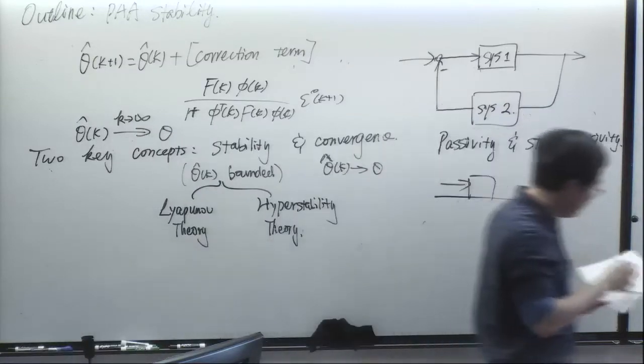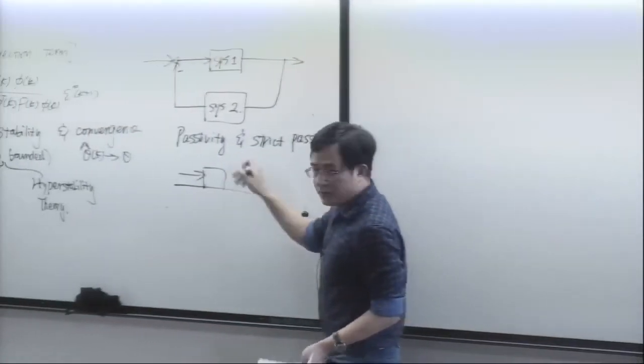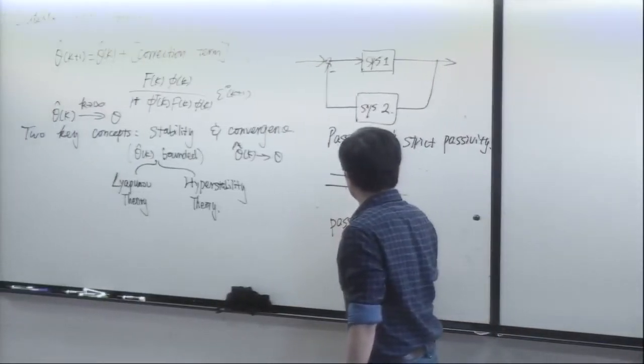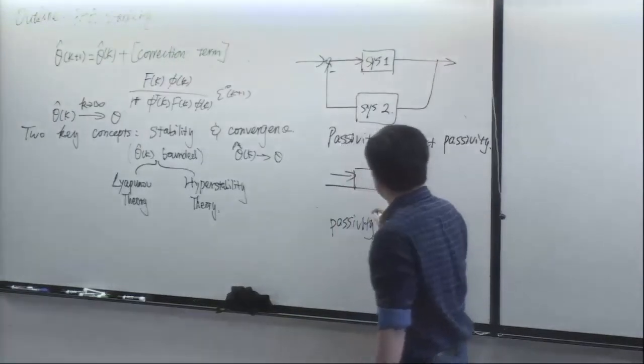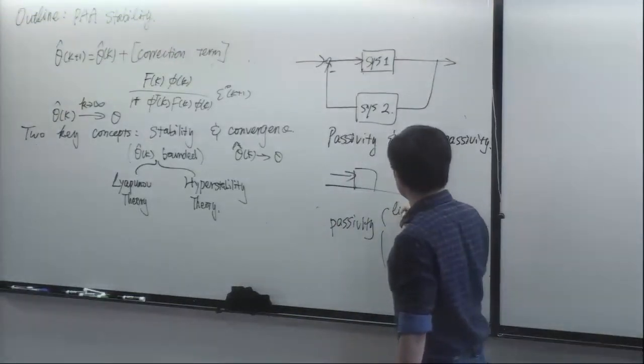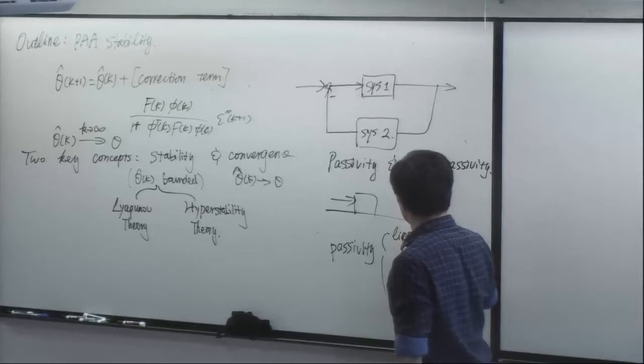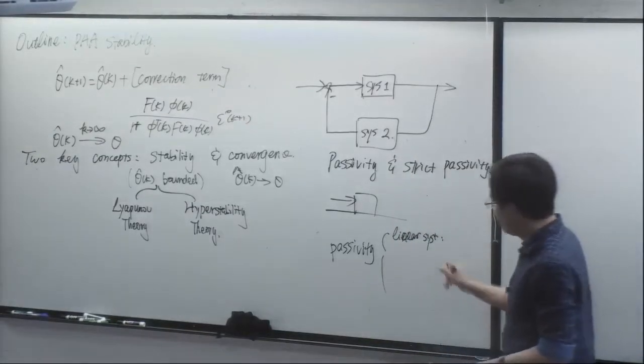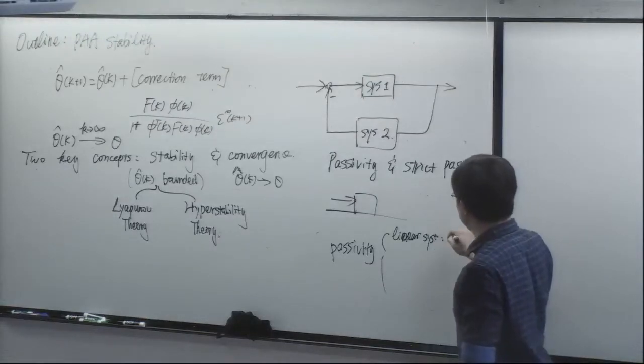More formally, there are some terminologies we introduce. Centered around passivity and strict passivity, we have two concepts. For linear systems, the concept of passivity relates to a terminology called positive real.